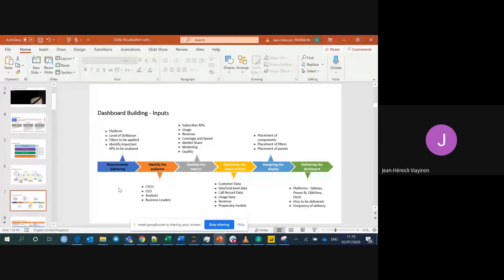So now moving to how do you identify your audience? It could be for the top management like the CEO, CTOs, and it could also be for analysts, and also for business leaders, like managers, for example. Yes. Moving now to the development of the metrics, there are some inputs like subscriber KPI, usage KPI, revenue KPI, coverage and speed KPI, market share, the marketing side, and the quality of the network. So especially in the telecommunication industry, you have those things.